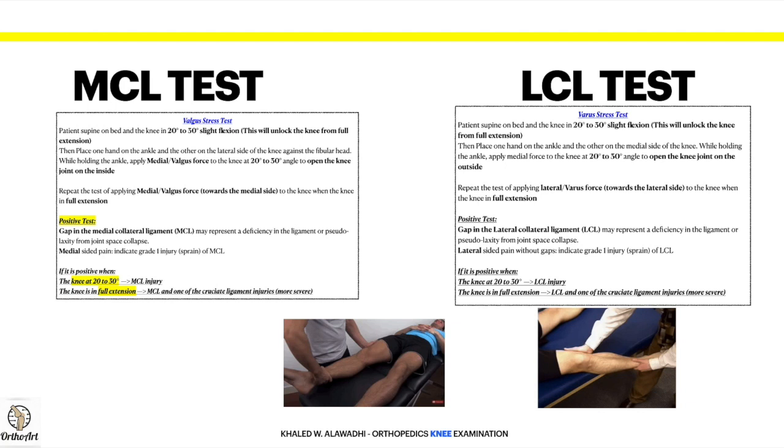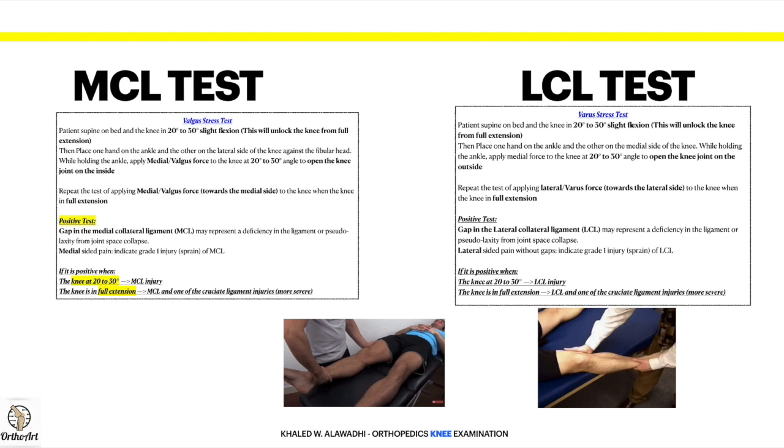For the valgus stress test, the patient is supine in bed and the knee is in 20 to 30 degrees of slight flexion. Why do we do that? It will unlock the knee from full extension, like a lock. You open the door, so you unlock the knee from full extension.